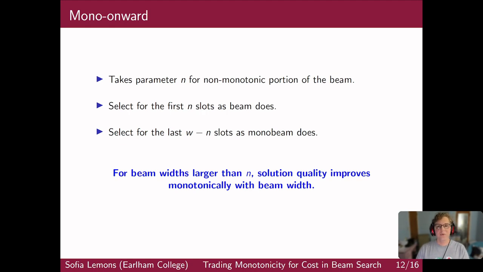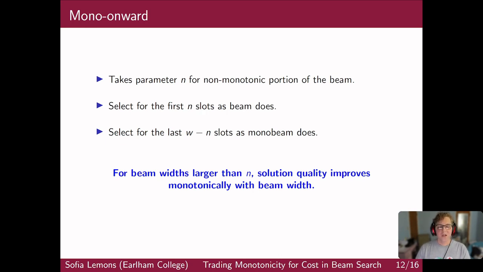The second algorithm that we presented to address this is mono-onward. It also takes a parameter n in addition to the beam width, specifying the portion of the beam that will be selected non-monotonically. However, it selects for the first n slots in a beam search manner, using best first ordering across all of the successors in that portion of the beam, 1 through n. Then, in the last w minus n slots, it selects in that slot-based manner as monobeam does.